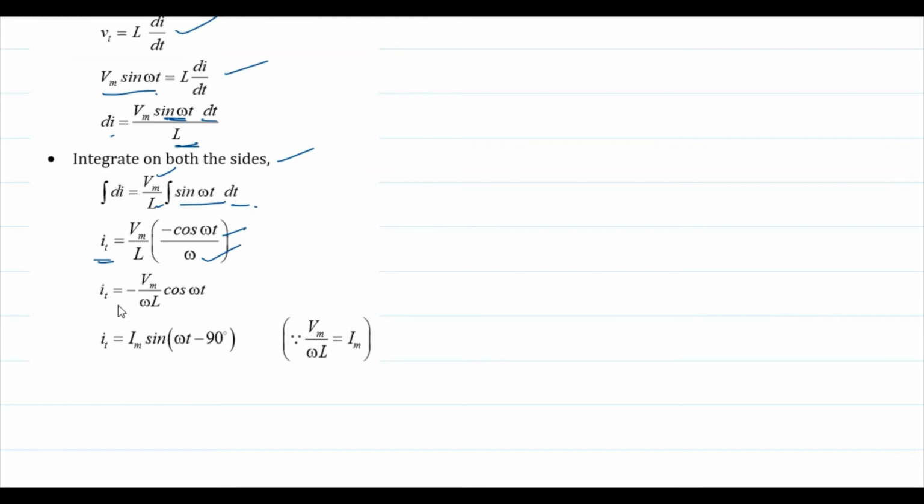Then if you rearrange that, the instantaneous current is equal to minus Vm divided by omega L cos omega t. We keep this cos omega t here only. So this Vm by omega L is actually equal to the maximum current Im. Here Vm divided by omega L is equal to Im, which tells about the maximum current in the instantaneous current.